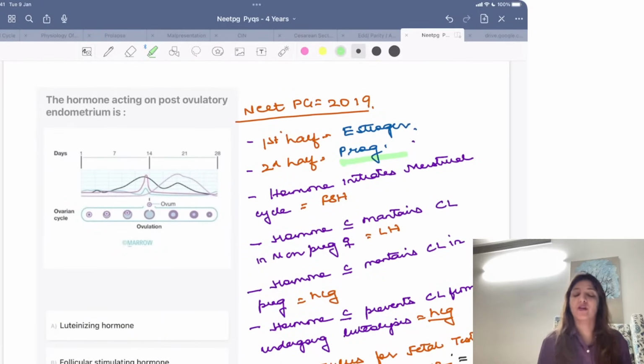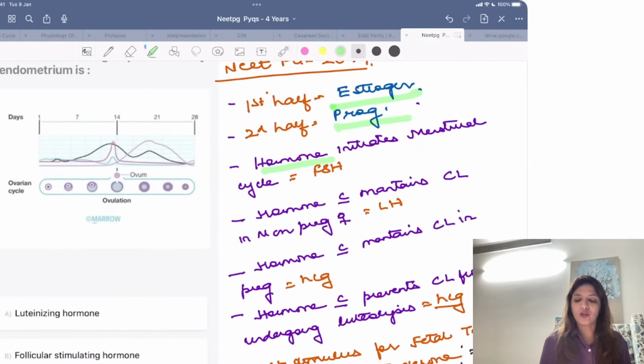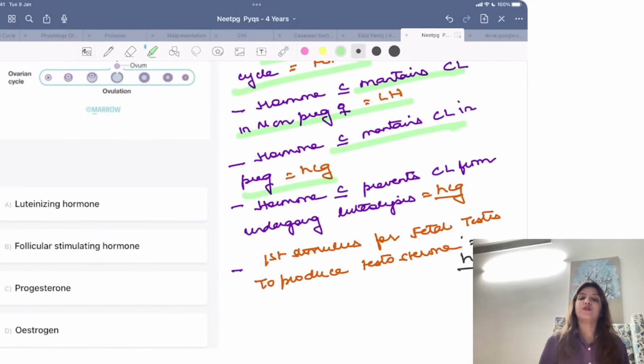In the pre-ovulatory phase, it is estrogen. Which hormone initiates menstrual cycle? It is FSH. Which hormone maintains corpus luteum in a non-pregnant female? It is luteinizing hormone. Hormone which maintains corpus luteum in pregnancy? HCG.